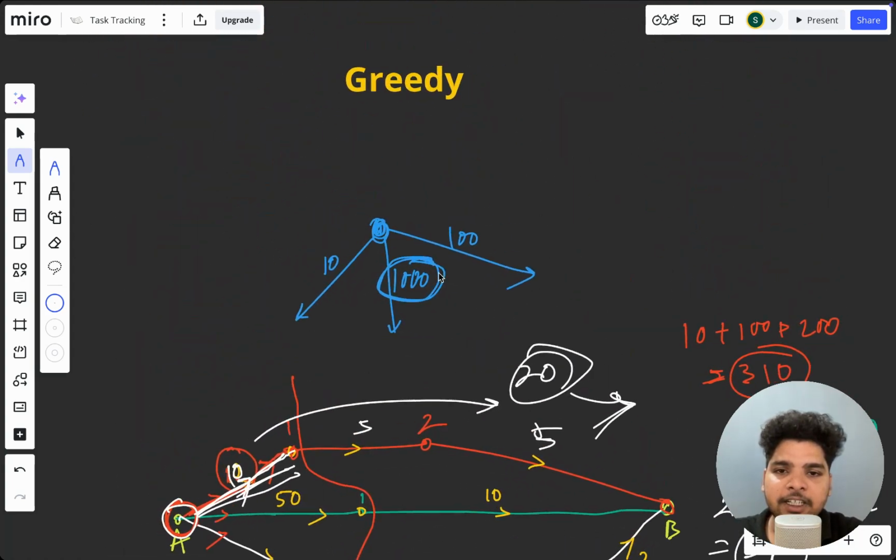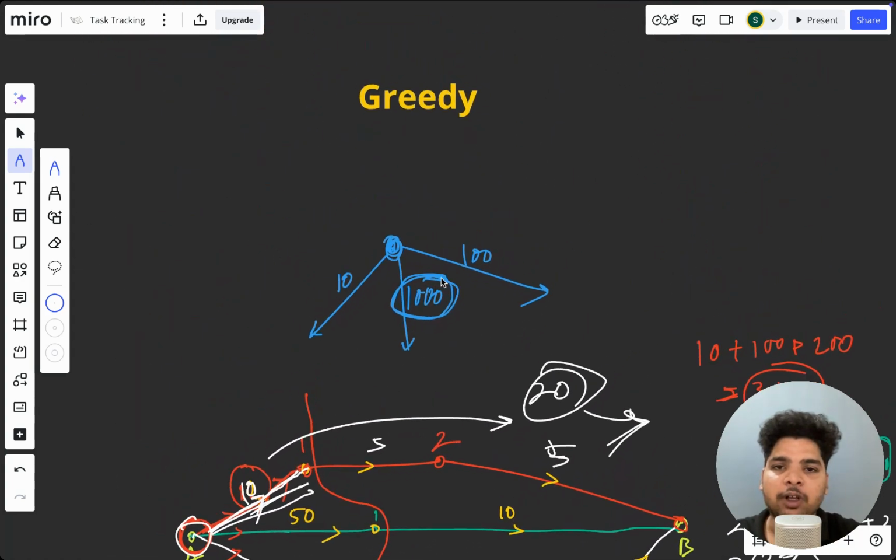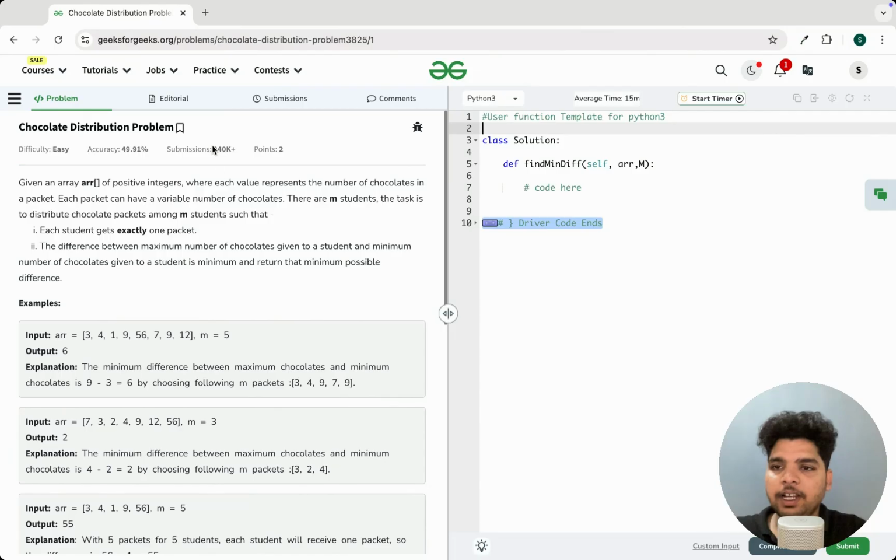Now we'll understand this in more detail by solving a problem. Let's look at our first problem. This is a GFG problem called the Choco distribution problem. You will be given an array of positive integers where each value represents the number of chocolates in a packet. So each packet can have a variable number of chocolates, right?